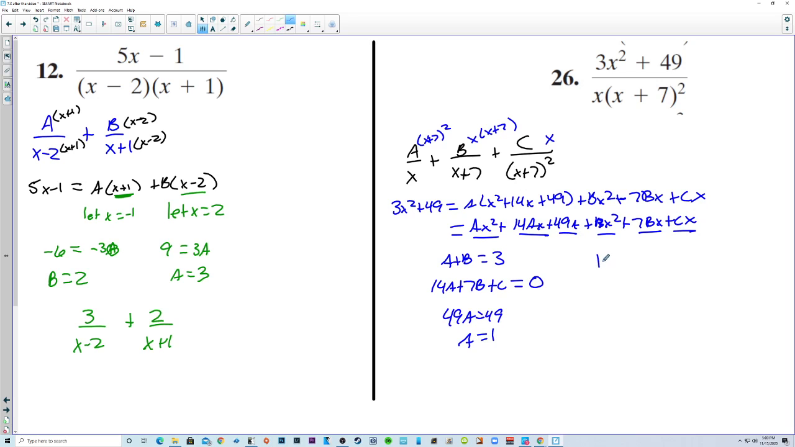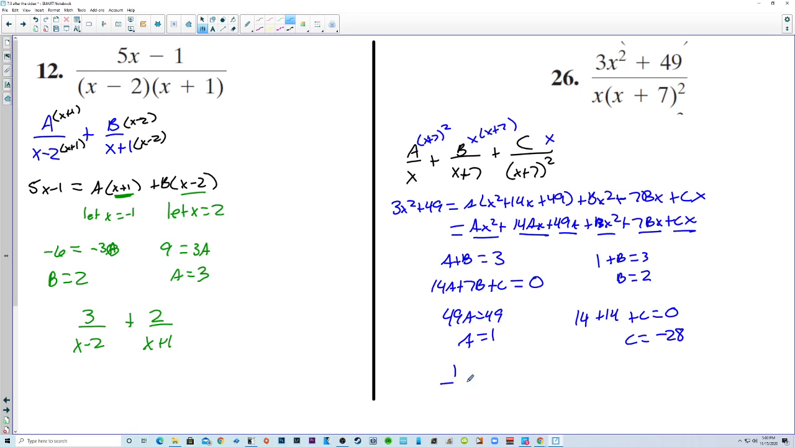We should be able to solve this pretty easily now without using a calculator. Every time we have 3 variables, 3 equations, there's always a chance we're going to have to grab that calculator and solve. But B is equal to 2. Now 14 times 1 plus 14 plus C is equal to 0. So C is equal to negative 28.